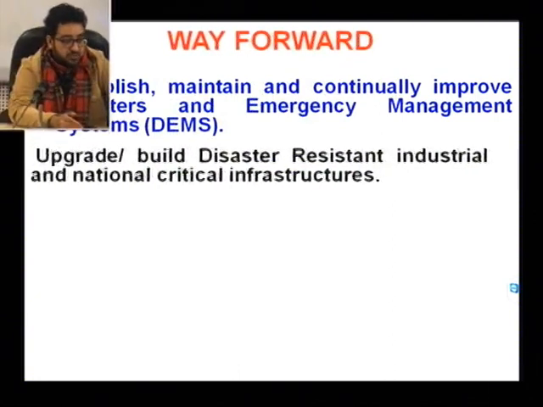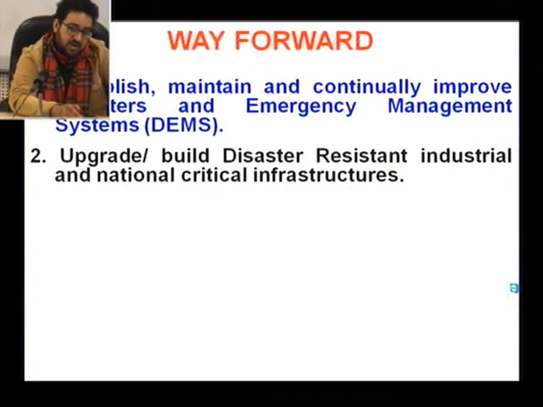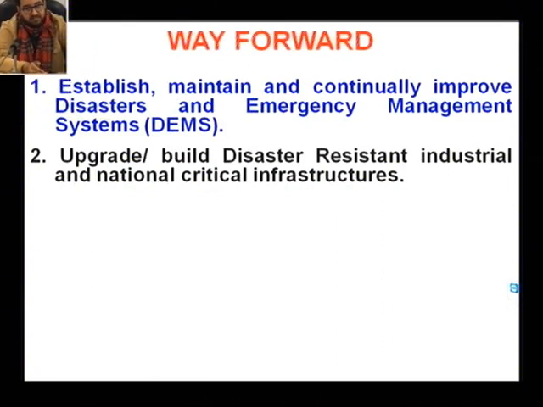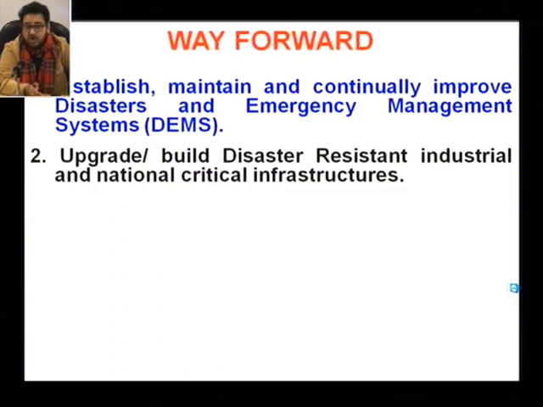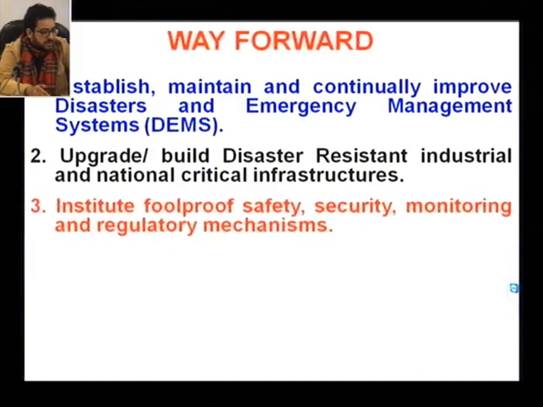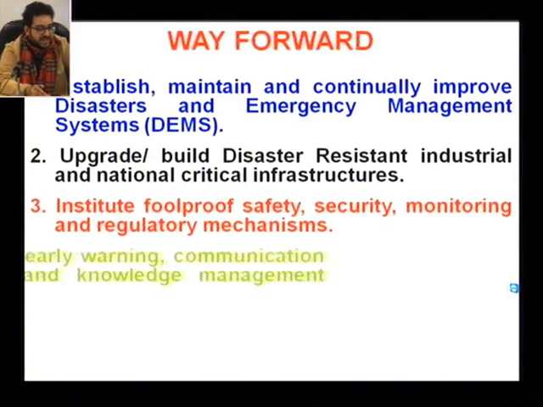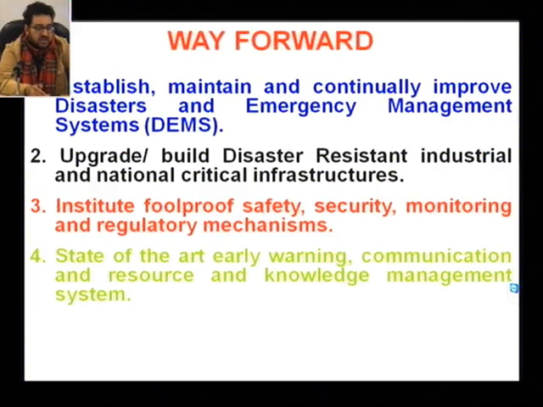And we need to upgrade if there is already a structure. So we need to upgrade it, make it disaster resistant, be it an industrial structure, a national critical infrastructure, a college building, a hospital, fire and emergency services, anything. We need to make it disaster resistant. And then institute foolproof safety, security, monitoring, and regulatory mechanisms. And the next step would be state-of-the-art early warning, communication, and resource and knowledge management systems.